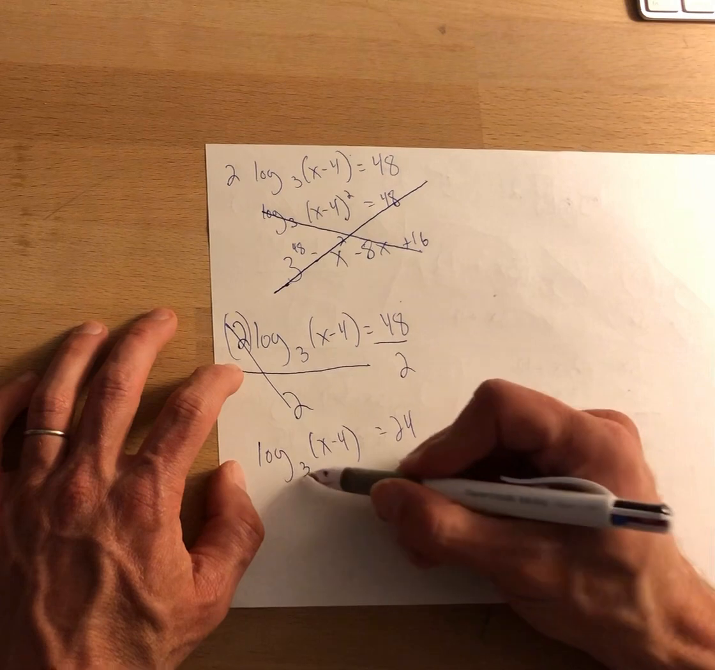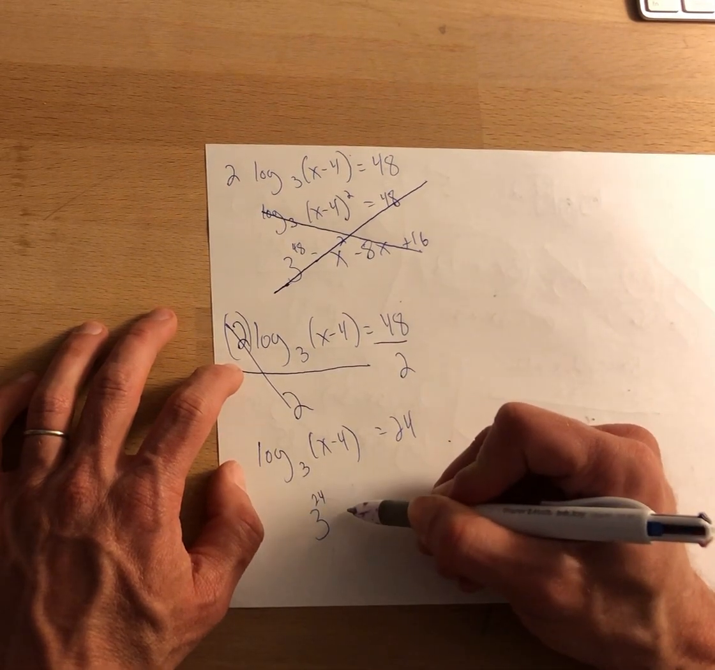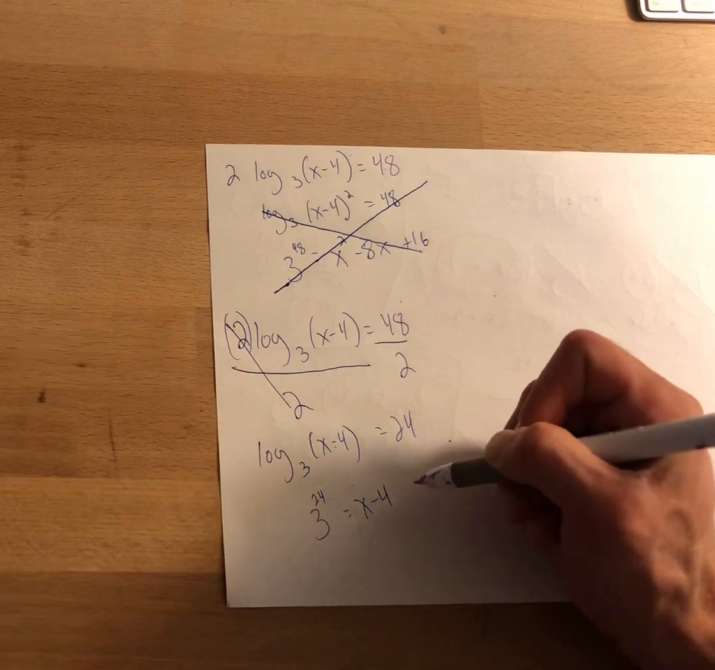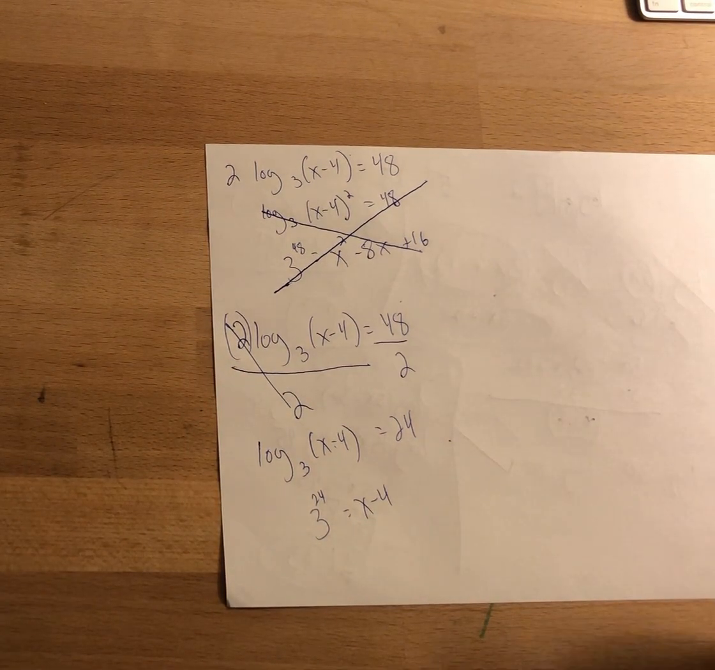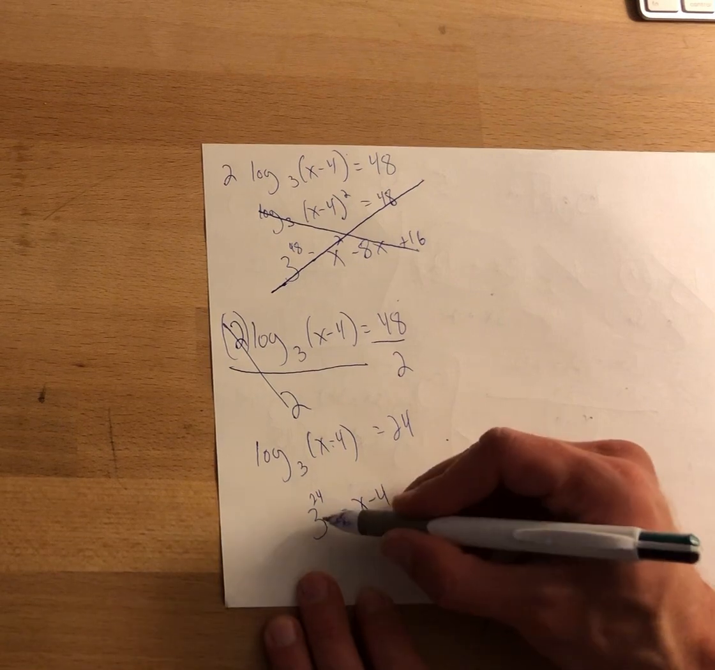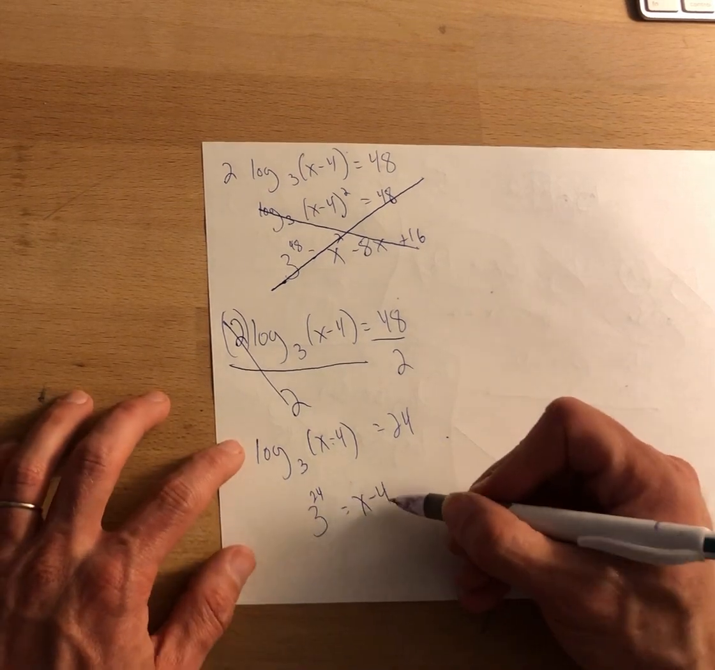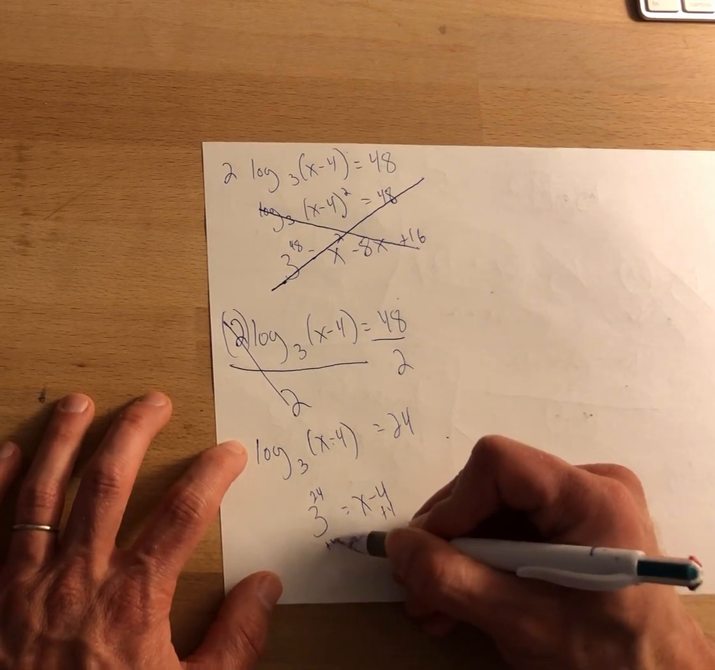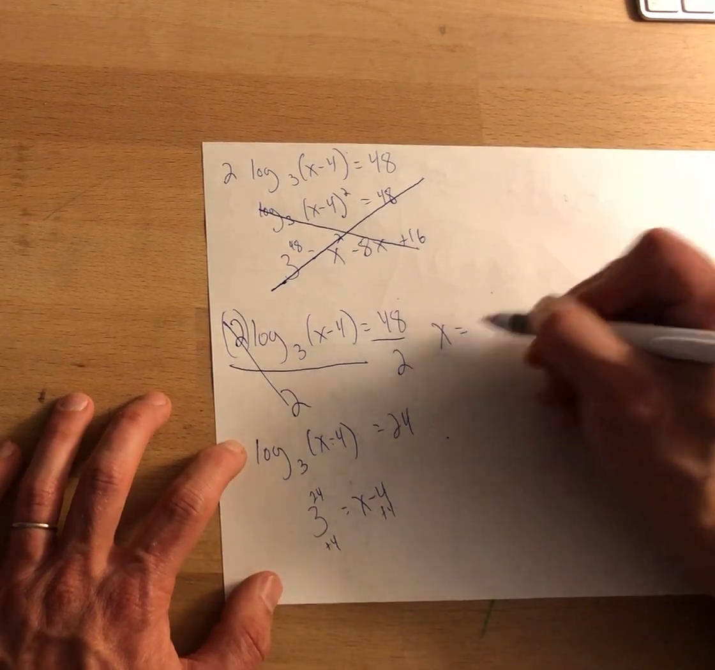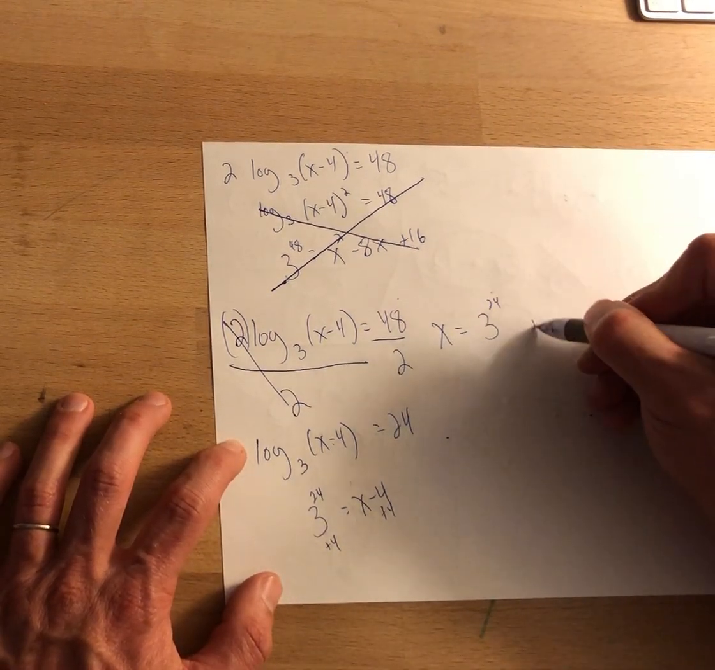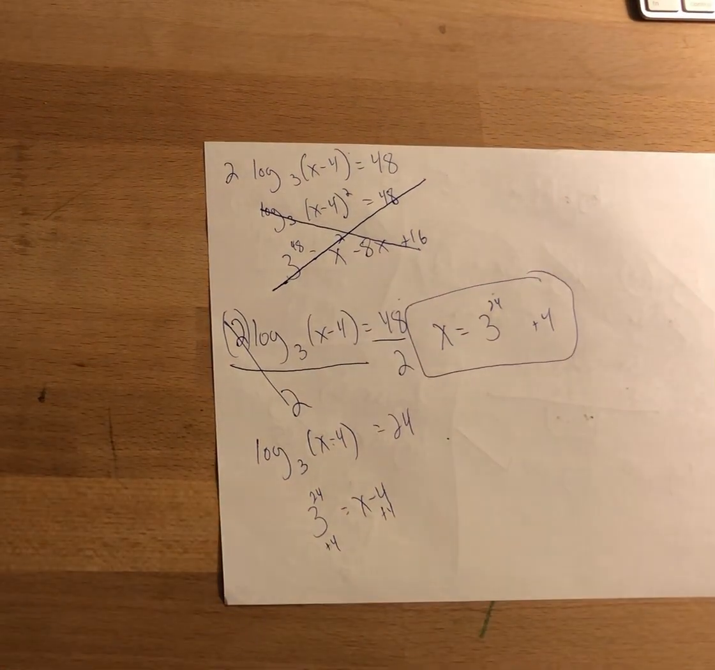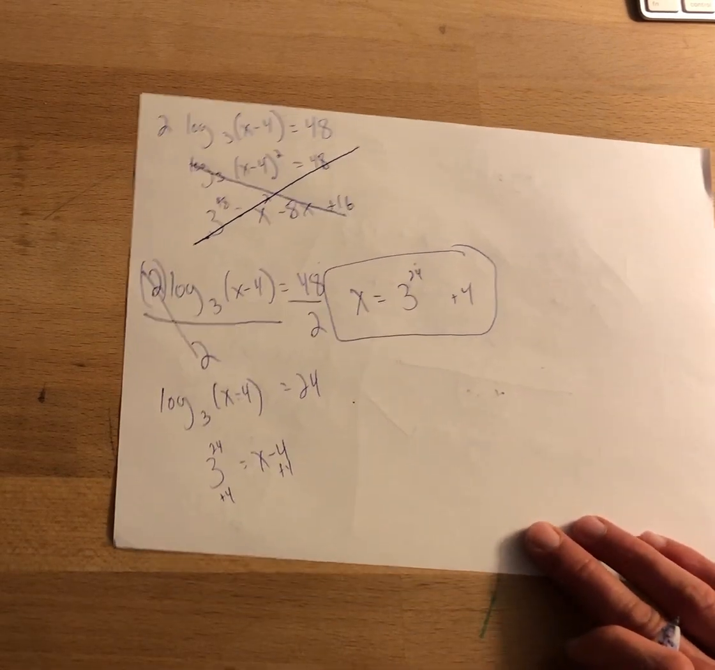Now, what I can do is 3 to the 24th power equals x minus 4. And if I were to solve this, I would just add 4. Let me try this on a calculator. 3 raised to the 24th, you're going to get a scientific notation answer. So you would just add 4 to get x equals 3 to the 24th plus 4. That's your answer right there. That's pretty simple.